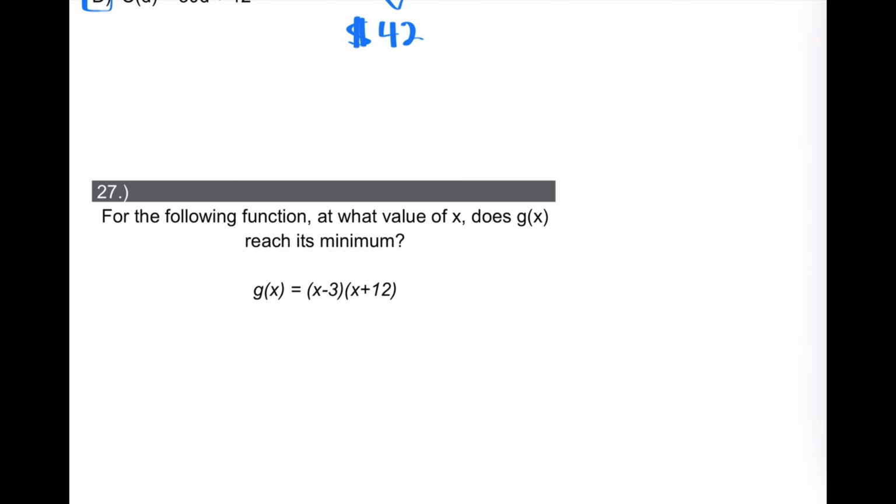And last but not least, for the following function, at what value of x does g of x reach its minimum? This is a quadratic, so you're going to have a parabola, and basically we're wondering at what point this would be the minimum. And so that's going to have an x value and a y value. I would punch that into Desmos, and let's see what we have.